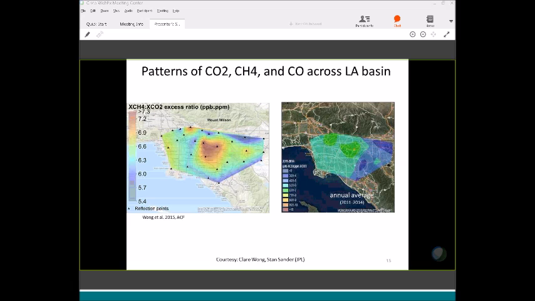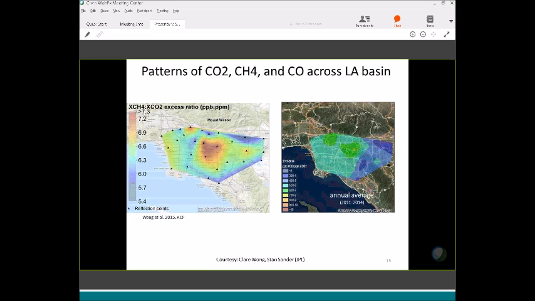Sorry about this. Too much data. So it has the ability to map out patterns of different gases. The figure on the left just shows a map of methane to CO2 correlation ratios. The takeaway is it shows you where there's more or less methane, so there's a big blob of methane in the central part of the LA basin. This is persistent over about 2.5, 3 years. And on the right, we have some early maps that are doing the same thing with carbon monoxide and CO2.